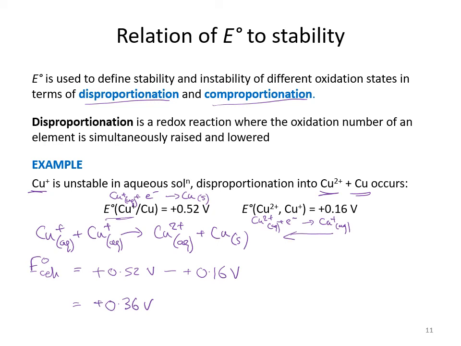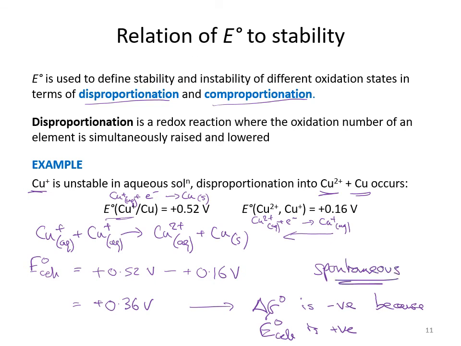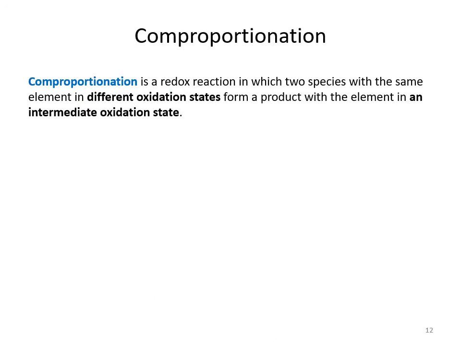I'm just going to rub that out because that's not very clear. Again, we can calculate the delta G, but in this case we can just say delta G0 is going to be negative because E cell is positive. Therefore, this is spontaneous. So this is a disproportionation reaction that's likely to happen, and it means that Cu+ is unstable with regards to disproportionation.